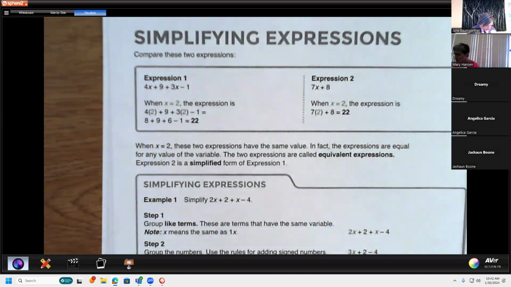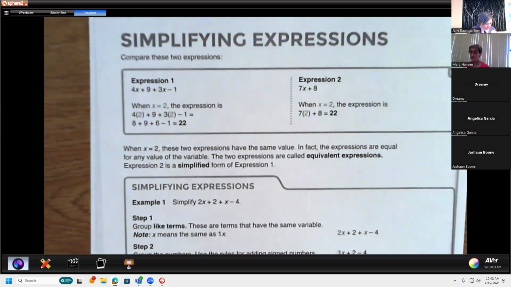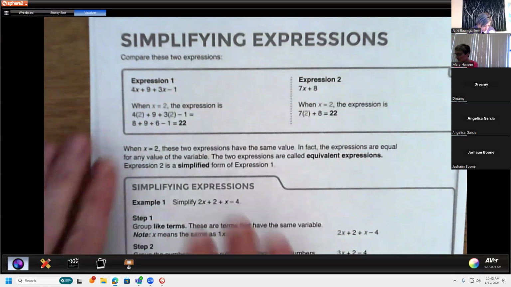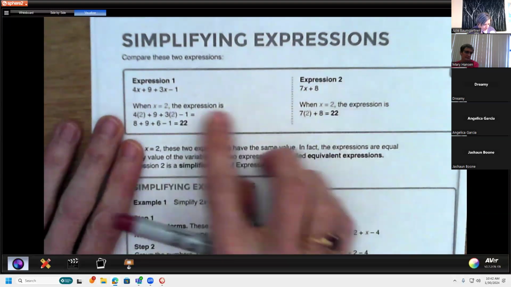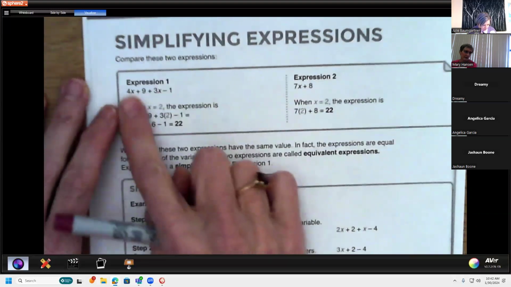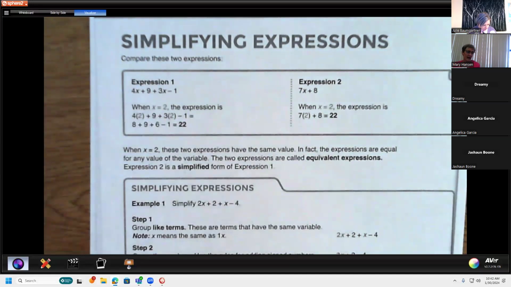Okay, so if we look at page 20, simplifying expressions is basically what that silly skit was supposed to illustrate, that we can simplify and put together orders that are the same. Okay, and we're going to be doing the same thing now with algebra. And if you look, we have this expression 4x plus 9 plus 3x minus 1.